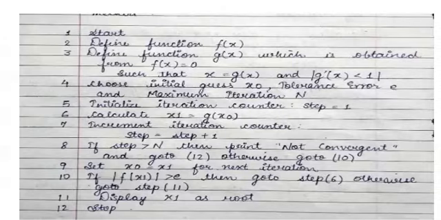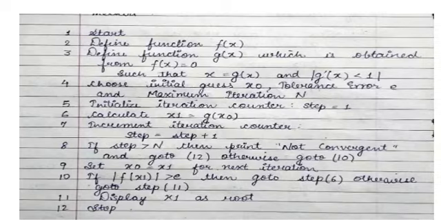So the algorithm for finding the square root of 12 using fixed point iteration will be: first step is to start. Second, define function f of x. Now define function g of x, which is obtained from f of x equals 0, such that x is equal to g of x and g dash x is less than 1. Choose initial guess x0, tolerance error and maximum iteration n.